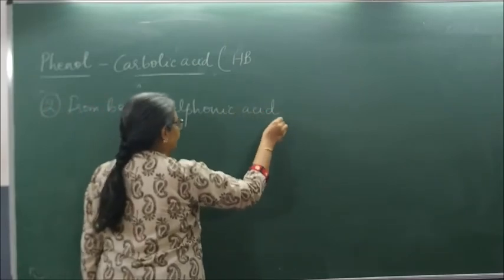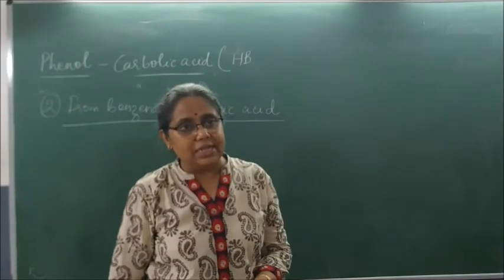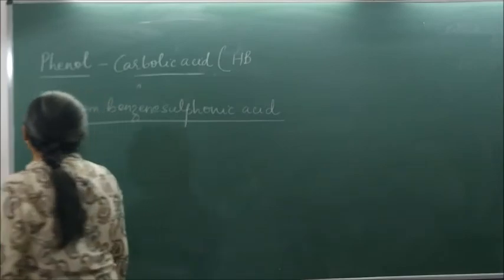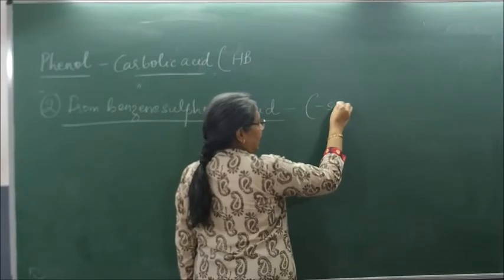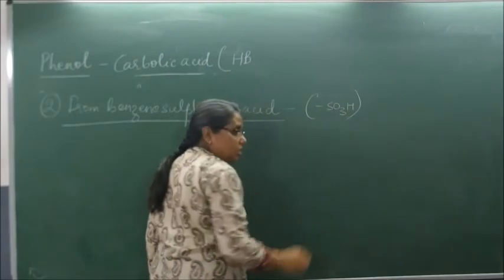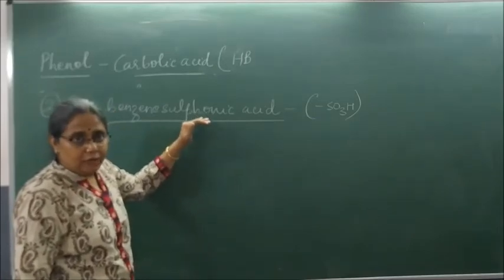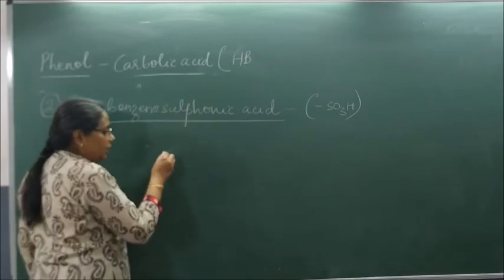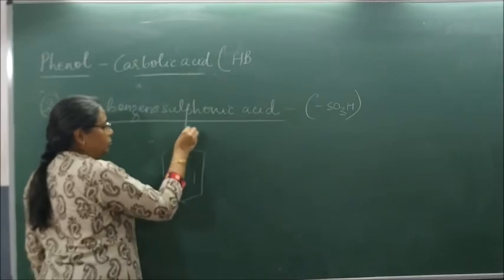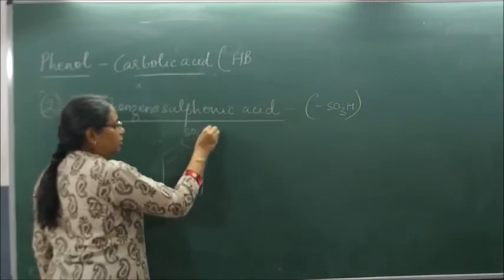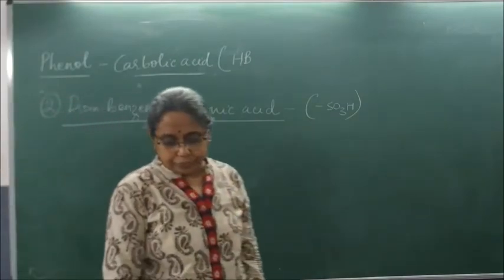First of all, I should know what benzene sulfonic acid is. Always understand that the SO3H group is called the sulfonic acid group. So if I talk about benzene sulfonic acid, the name of the compound should be C6H5SO3H. This is called benzene sulfonic acid.